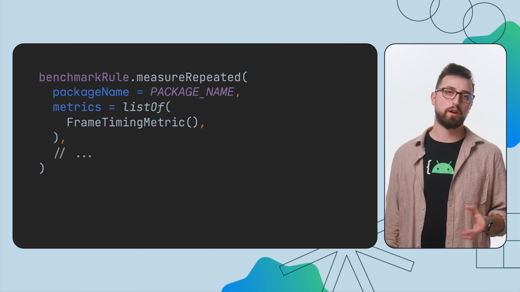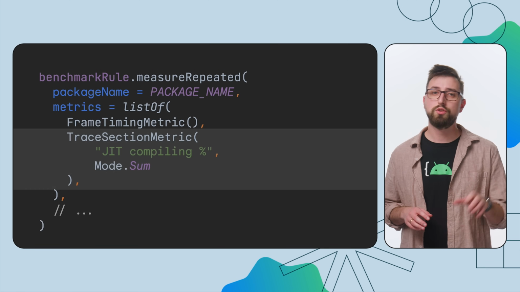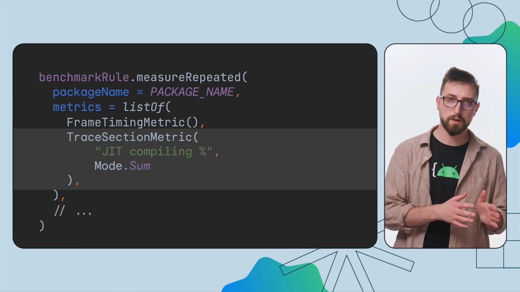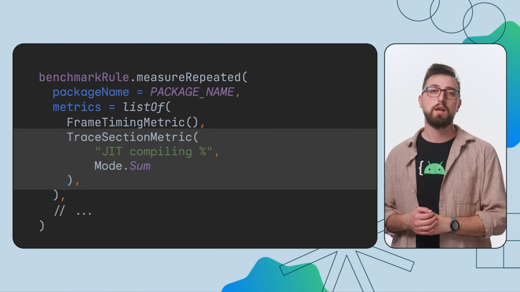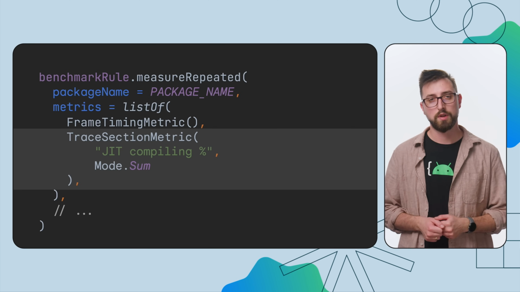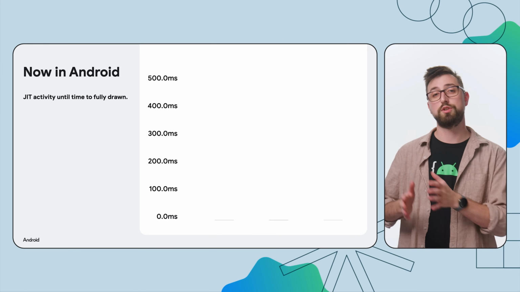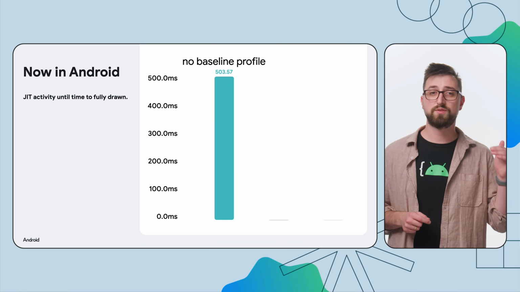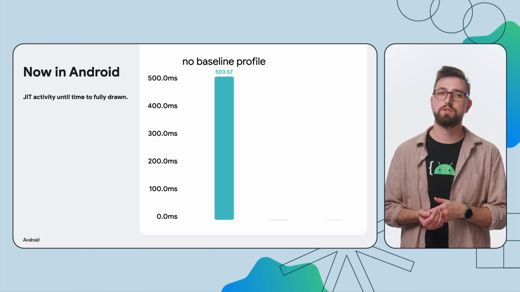With Macrobenchmark, you can measure how much code is running in interpreted mode. You just need to add the trace section metric with just-in-time compiling name and the wildcard character and use mode sum. This will measure all the jitting that occurred during the benchmark. Let's see in Now in Android how much jitting occurs until the UI is fully drawn. If you don't use baseline profiles, the app has 500 milliseconds of jitting, which means 500 milliseconds of code running in interpreted mode.